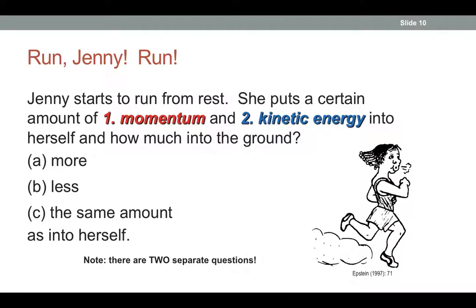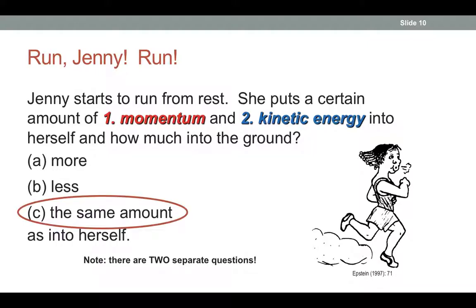Let's consider another case. Here we've got Jenny, who's at rest, and is going to start running. As she runs, she's going to gain a certain amount of momentum. She'll have a certain amount of inertia that will be moving, so she'll have momentum, but she'll also have kinetic energy. And I want to compare how much momentum and energy she gains versus how much gets transferred to the ground or the earth. Notice we have two different questions. So first I want you to consider how much momentum Jenny gains versus how much momentum the earth gains. And again, put your answer on the Google form.